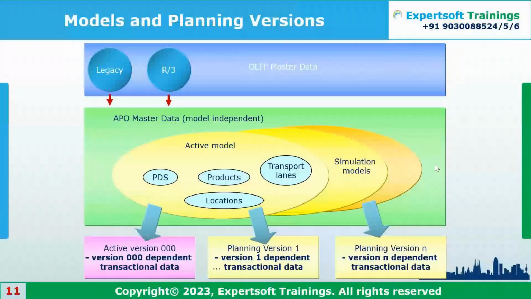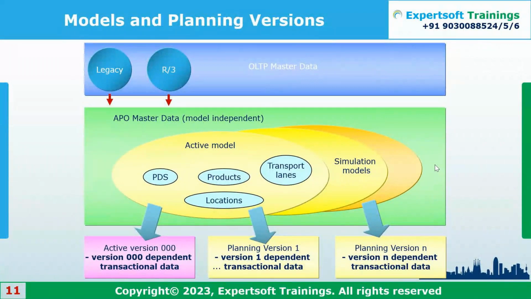And this is the next slide, model and planning version. In APO, we have different models or different versions. But all the data is stored in the active version, 000, triple zero. Triple zero is the active version, which holds all the master data, transaction data, and information. At the same time, as a planner, you can create your own versions to do some simulations.